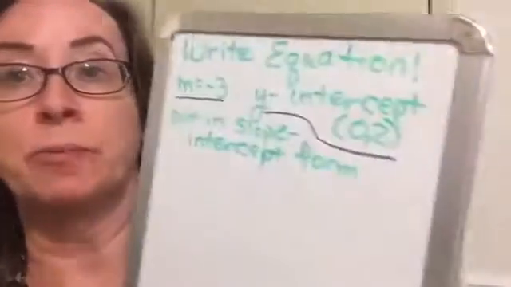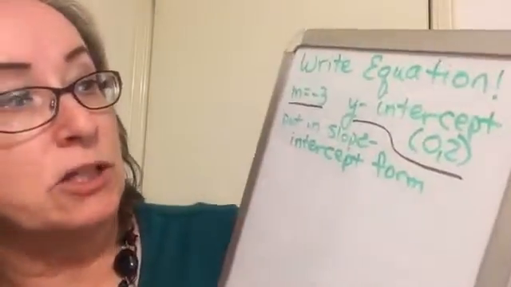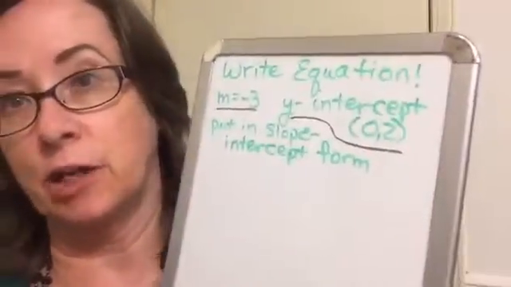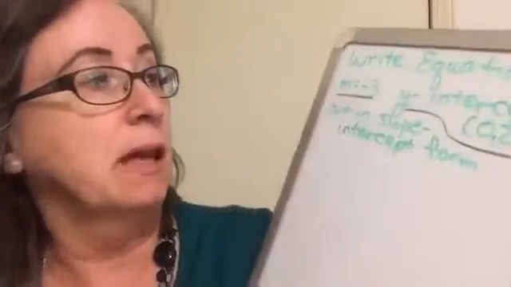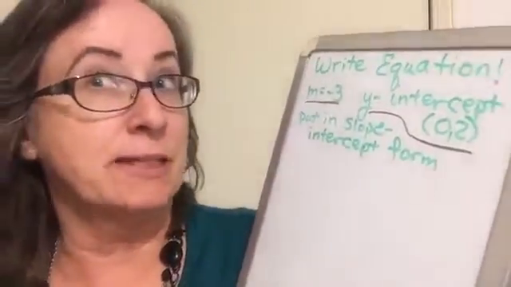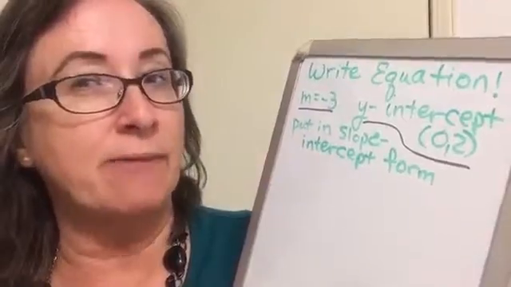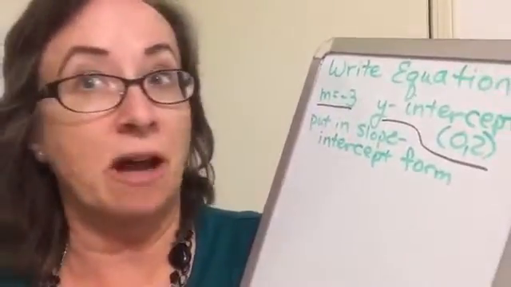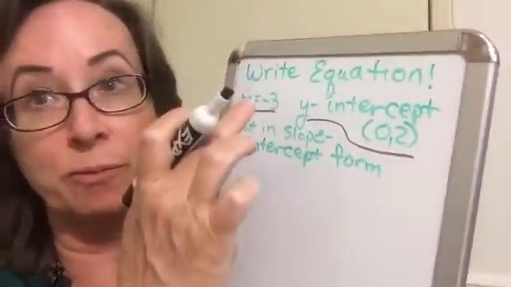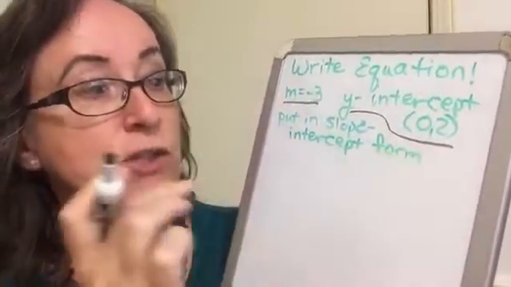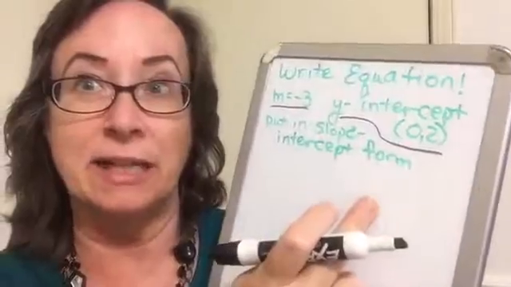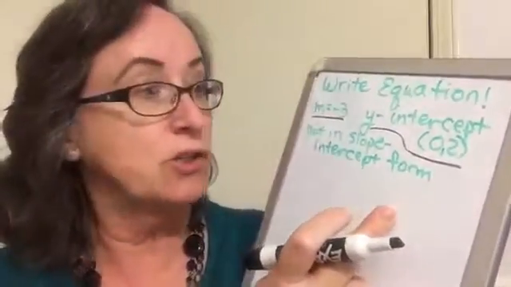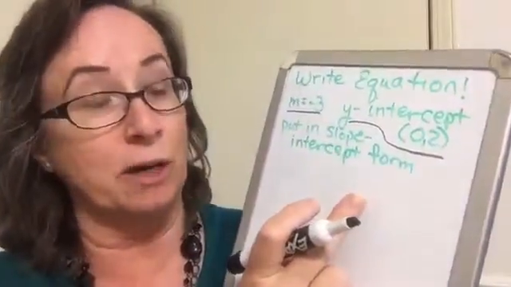All right, the second problem we're going to do is to write an equation when we are given a slope and a y-intercept. Okay, so since we're given a slope and a y-intercept, we already have a form of the line, the slope-intercept form of the line, which is already set up to take a slope and a y-intercept. So it tells us to leave it in slope-intercept form. So this is like a no-work problem.